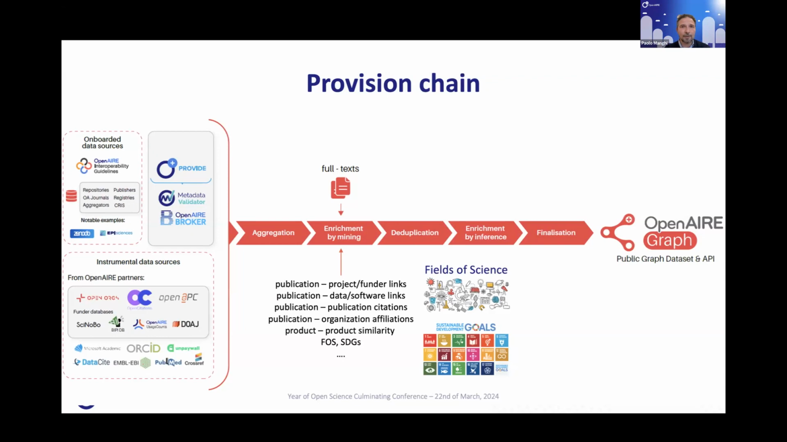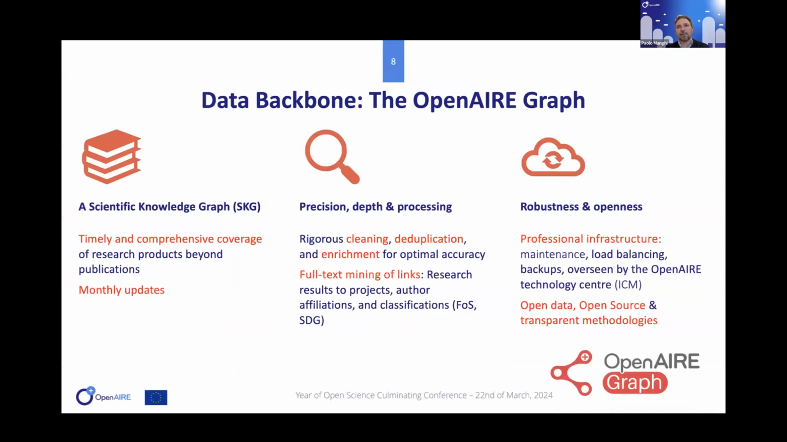Then we enrich by inference. Again, this is a long story. So we can use, for example, the relationships between the objects to propagate information from one to another, ORCID identifiers, sustainable development goals that we have inferred, or the fields of science and so on. So we try to complete the graph to the extent that we can. Then we finalize, index it, produce dumps, and put it free through the APIs.